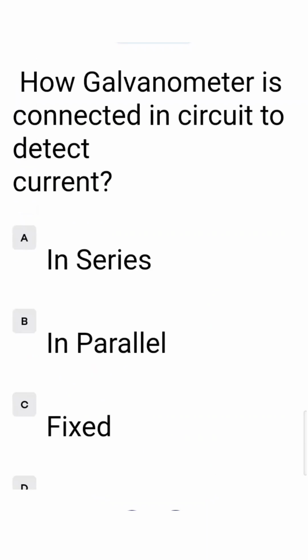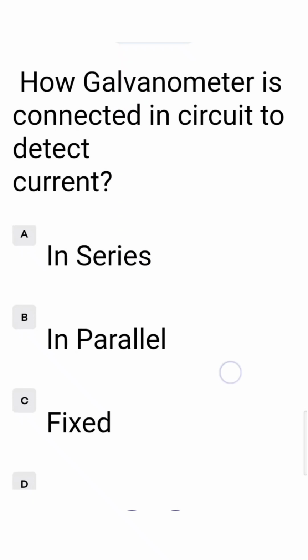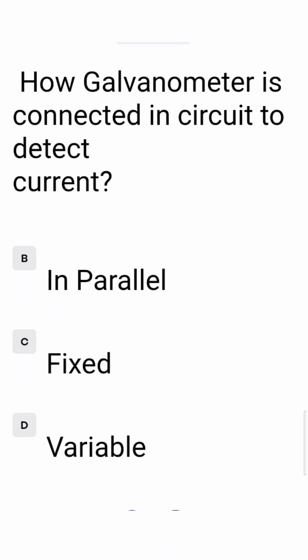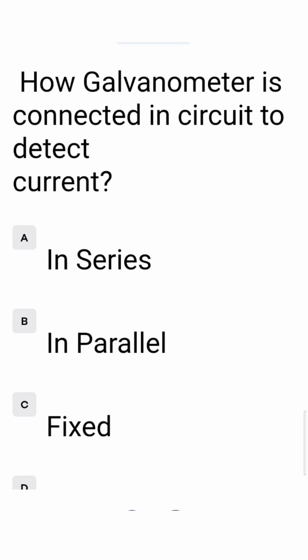How is a galvanometer connected in a circuit to detect current? Option A in series, B in parallel, C fixed, D variable. The galvanometer is connected in parallel to detect current, that is written in option B. So we tick option B.